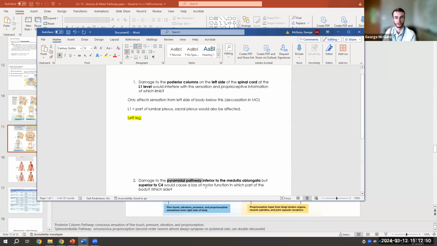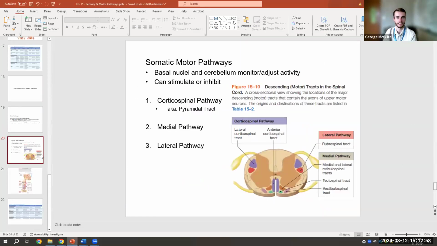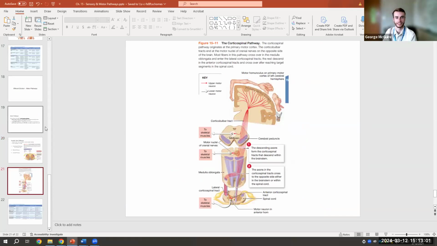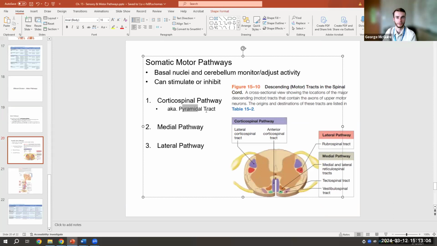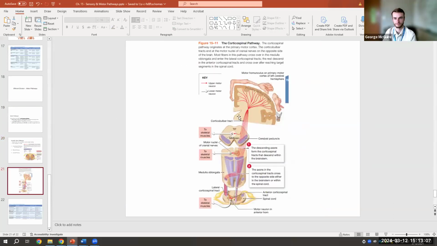I highlighted pyramidal pathway. I know that it's below or inferior to our MO and superior to C4. So I came to chapter 15 and pulled up our corticospinal pathway. Again, this is also called the pyramidal tract or pyramidal pathway. It's the same thing. I know it's below the medulla oblongata, and no matter which tract we're talking about here, decussation is going to happen above or in the medulla oblongata. And so whatever is going to be affected is going to be on the same side of that damage again, because we have decussation happening before this.